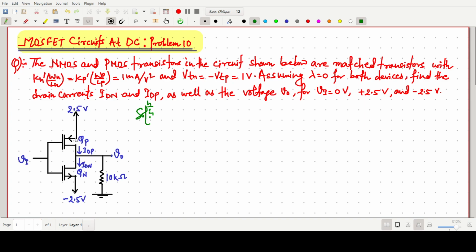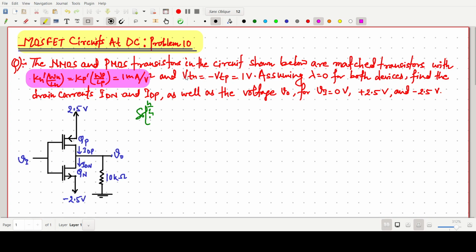The upper one is your PMOS and NMOS based circuitry. Both are MOS transistors with Kn' W/L for the NMOS and Kp' W/L of the PMOS equal to 1 milliampere per volt squared. So these are the things given here. I am just highlighting these are the things given.